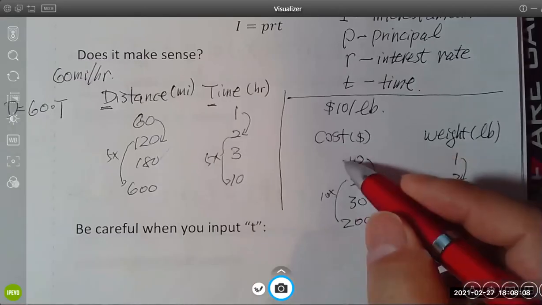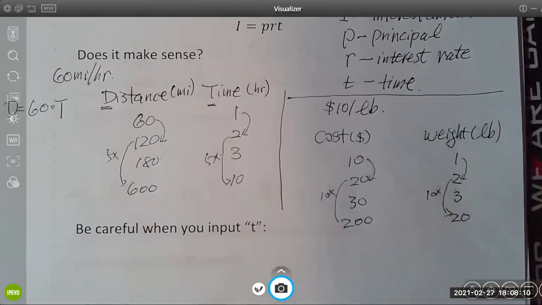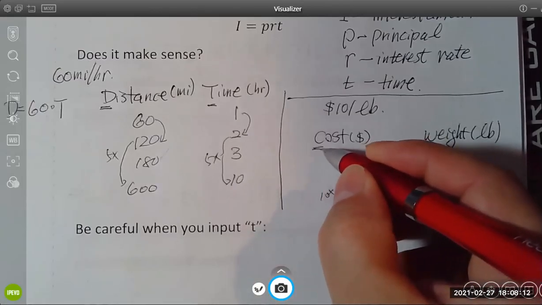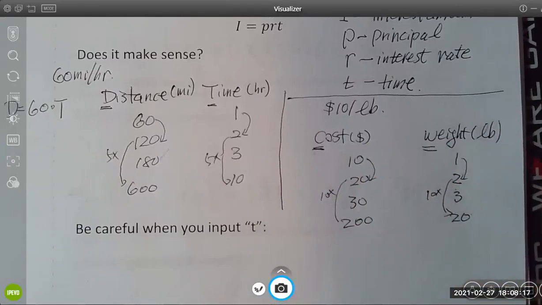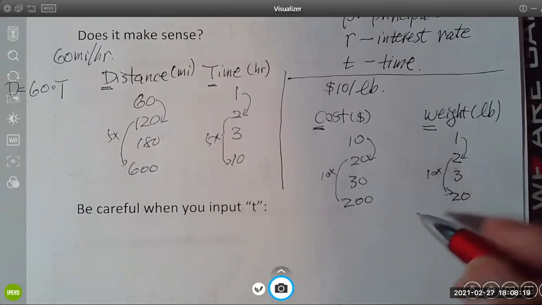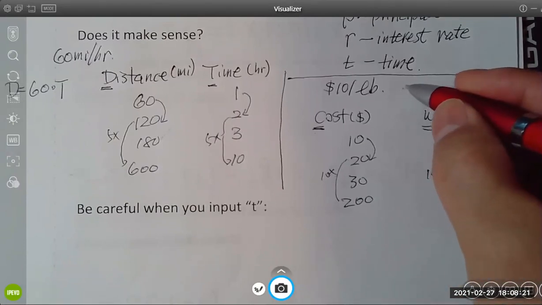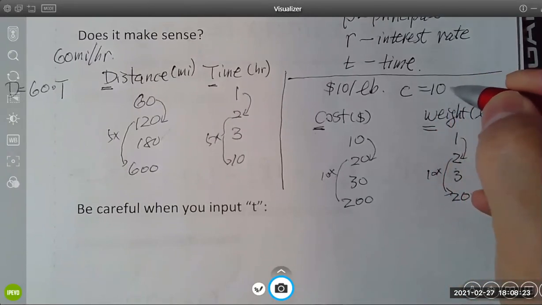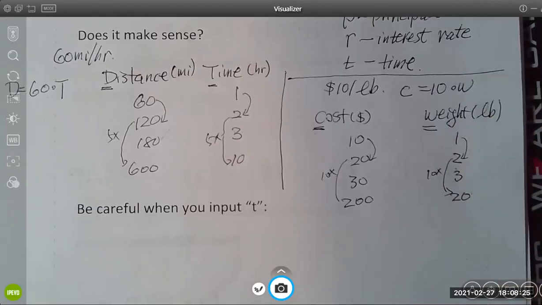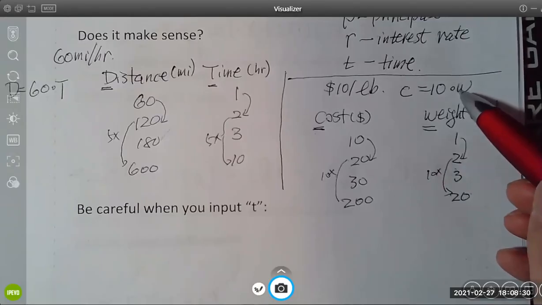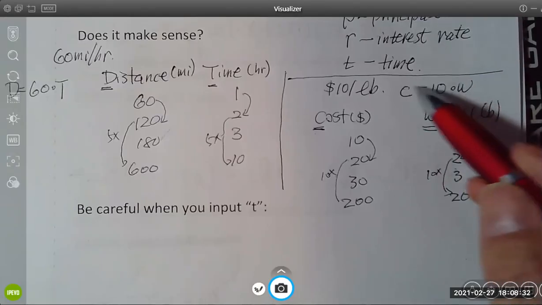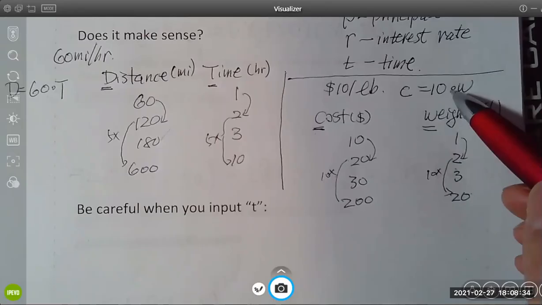So how do we represent this relation between total cost and the weight? Let's use C to represent total cost and W to represent weight. Can we write the formula as this? Say C equals 10 times W. Is that still true? W equal 1, weight is 1 pound, 1 times 10, $10. 2 pounds, $20. 20 pounds, $200.